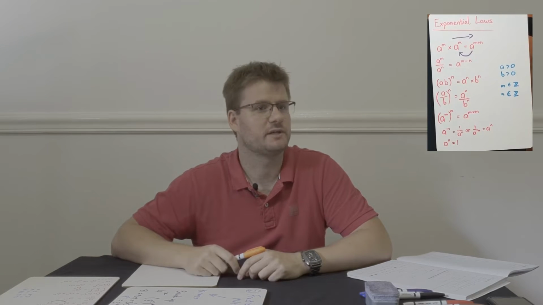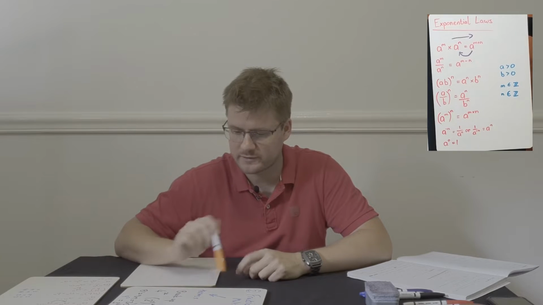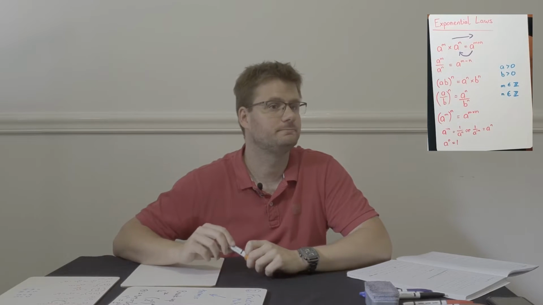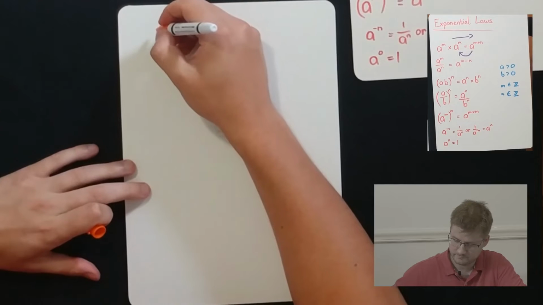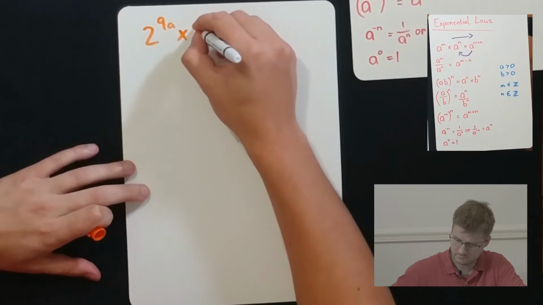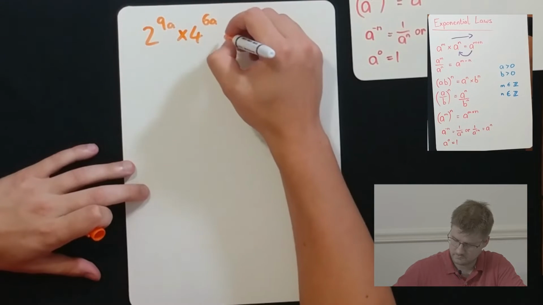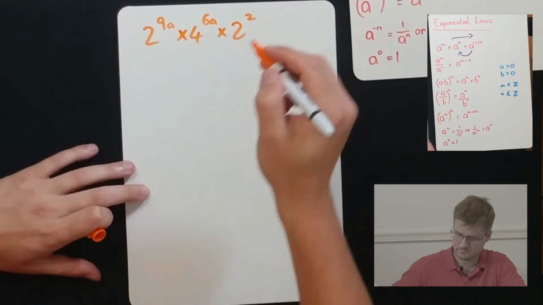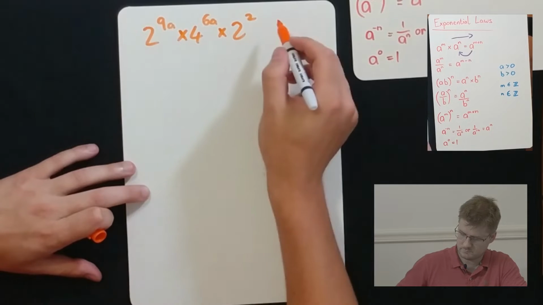Ed, throw me an example there. Let's do one with multiplication. All right. 2 to the 9a times 4 to the 6a times 2 squared. All of that over 8 to the 5a.